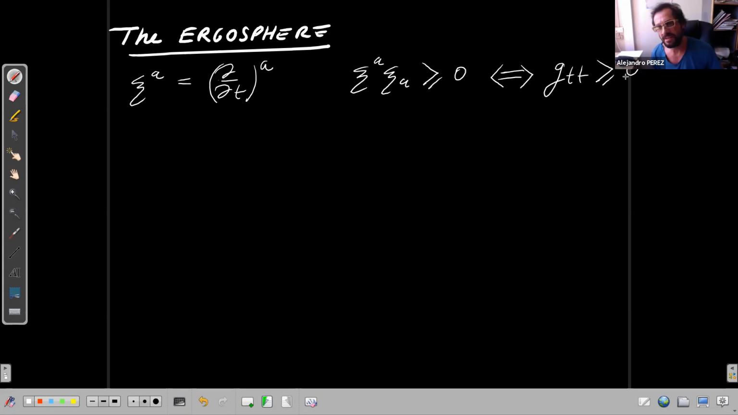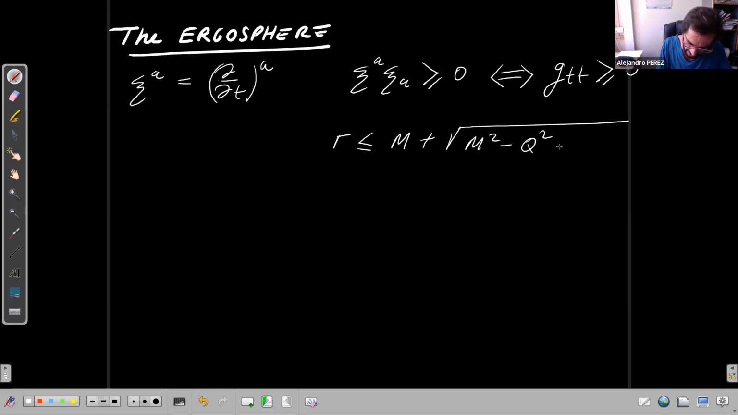And so maybe this is the only place where my explicit form of the metric I gave before is important. And so if you just write this equation here, you find that this happens for r less than the mass plus the square root of m squared minus q squared minus a squared cosine squared of theta, and greater or equal than r plus. I mean, the ergosphere extends inside the black hole, but we're going to be interested only about the outside.